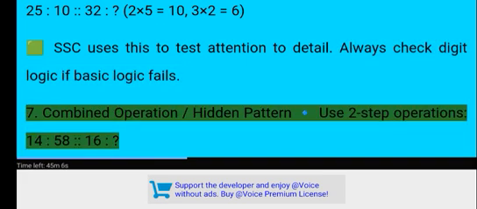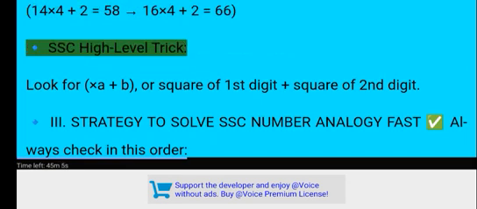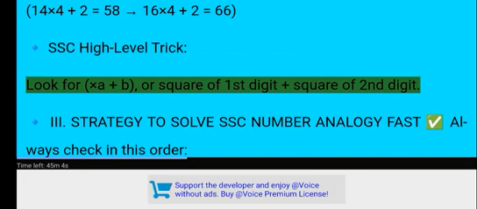7. Combined operation, hidden pattern: use two-step operations. 14, 58, 16. 14 times 4 plus 2 equals 58, arrow 16 times 4 plus 2 equals 66. SSC high level trick: look for times a plus b, or square of first digit plus square of second digit.